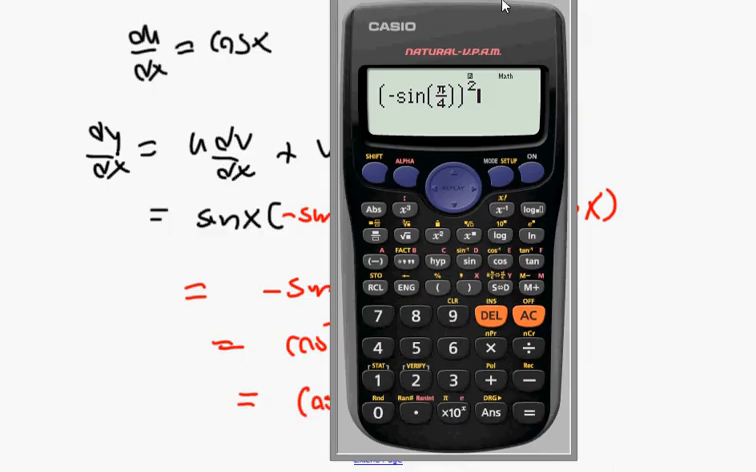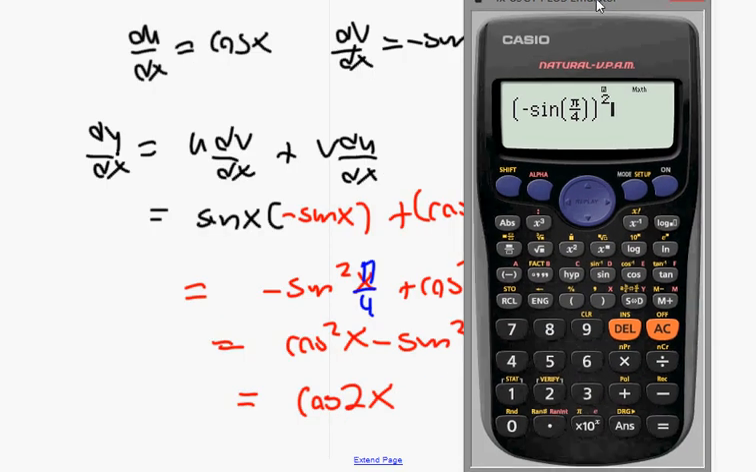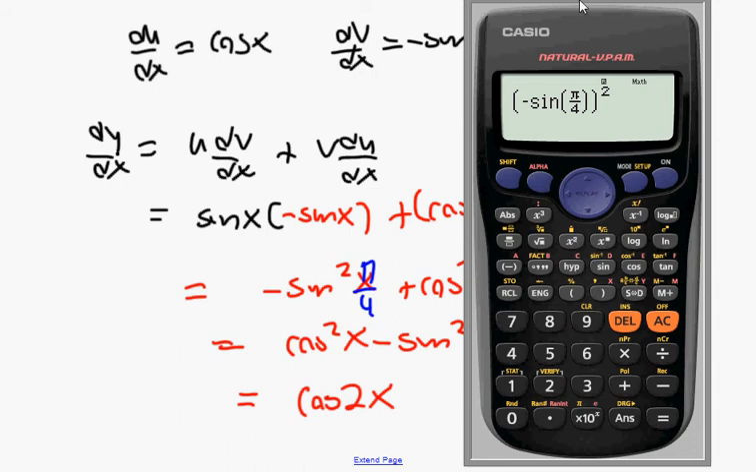There's a problem there as well. See the minus? The minus doesn't belong to the sine squared theta, so you actually have to move the minus outside the bracket. It's a call you have to make yourself. It's going to be minus 1 times sine squared pi over 4.